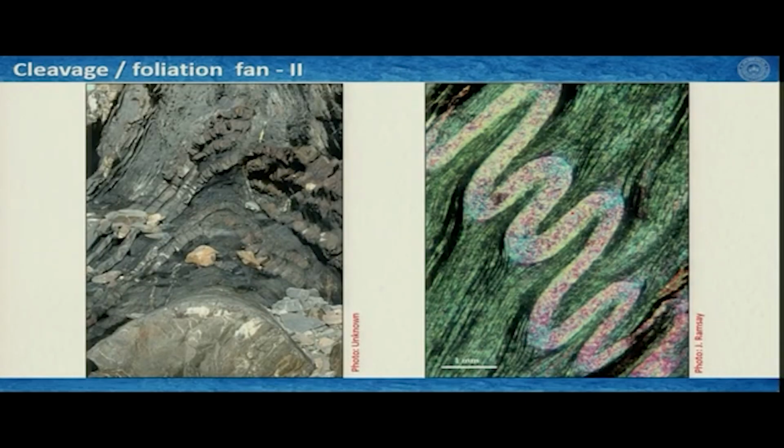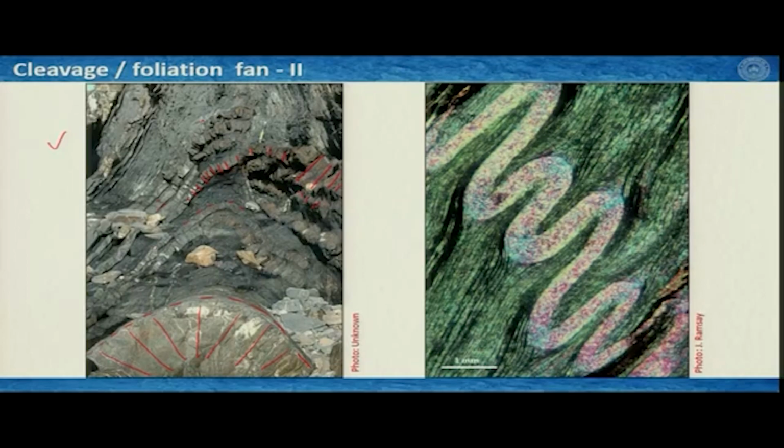The first one is a field photograph. As you can see, this is your competent layer, or all these alternating layers are your competent layers. Here you can clearly see the foliations, not that much developed, but you can figure out they are converging towards the core. Even here, if I try to figure out the trace of the foliations, at least in this section, it is something like that, and I can figure out these are converging towards the core.